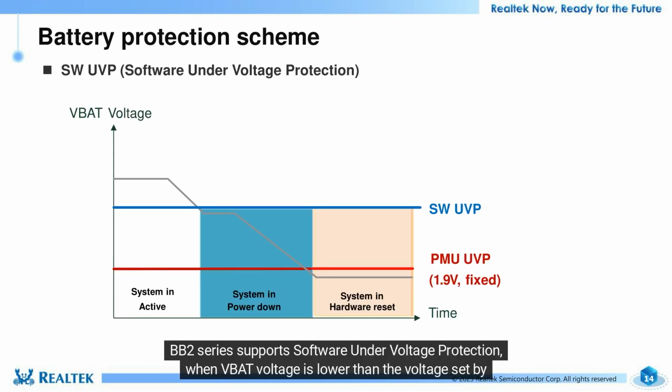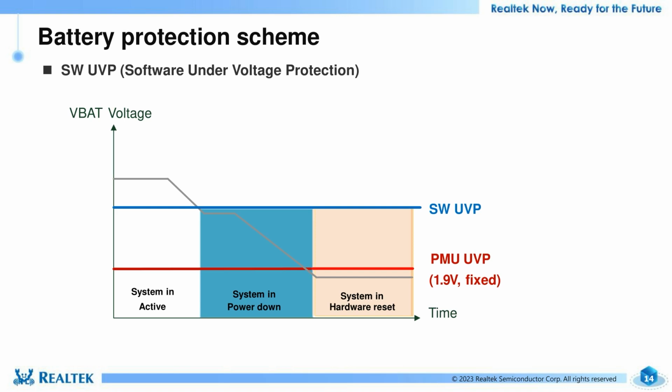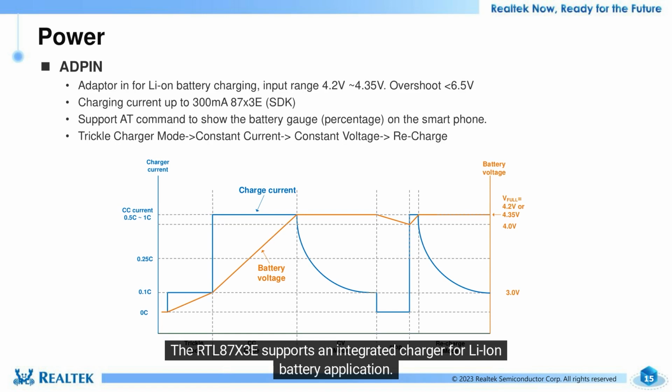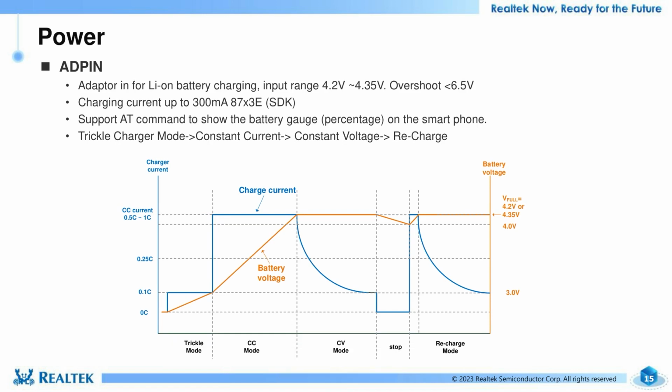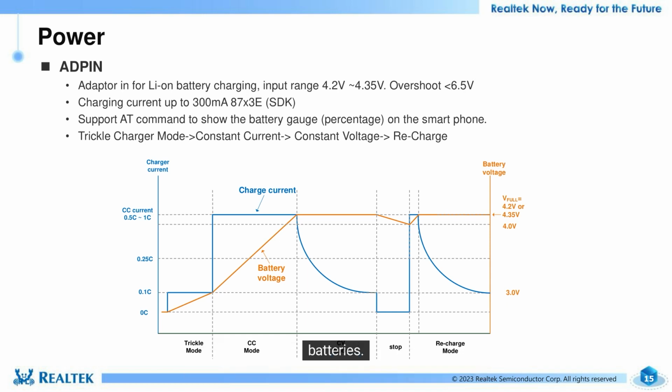BB2 series supports software under voltage protection. When VBAT voltage is lower than the voltage set by SWUVP, the system will enter power down mode. The RTL87X3E supports an integrated charger for Li-ion battery application. The Li-ion battery charger in the RTL87X3E series is very flexible for customers using various Li-ion batteries.